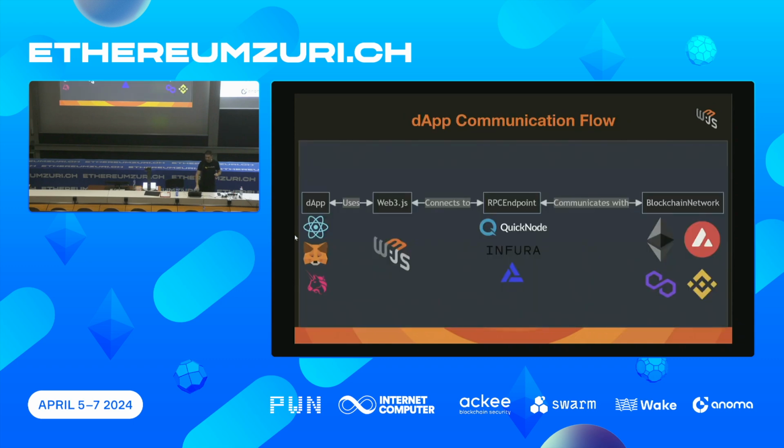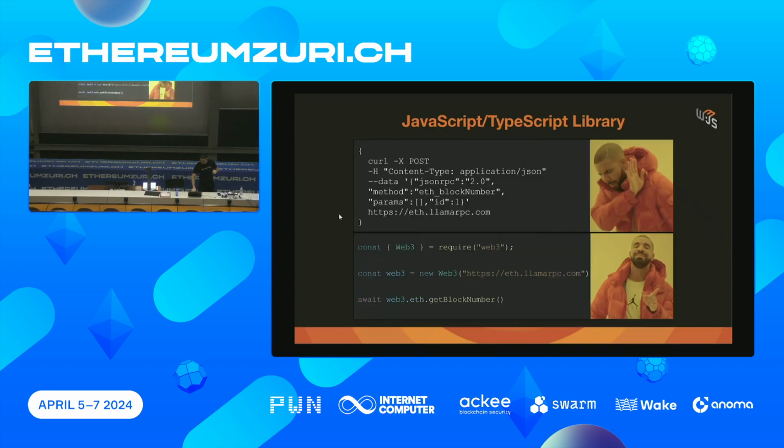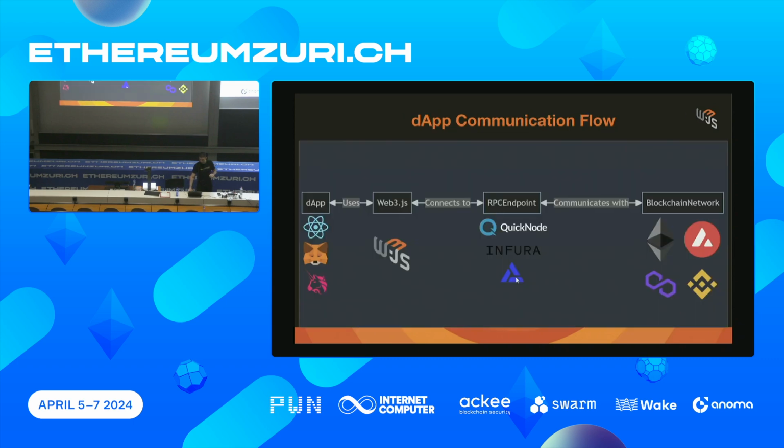This is a dApp communication flow that allows you to understand the big picture of a dApp. So if you have a dApp, this dApp will use Web3.js in the background. And then Web3.js will use this provider, that is the RPC endpoint, to communicate directly to the blockchain node. So that's why Web3.js is compatible with any EVM blockchain. Just by changing this endpoint that you see here, this link, you can talk to any different network. So yeah, that's how it works. That's the dApp communication flow.